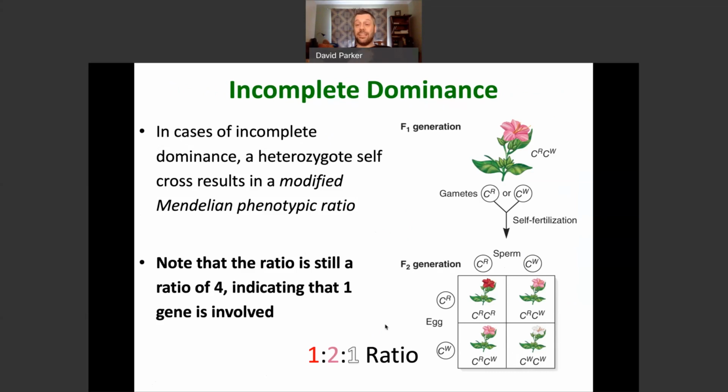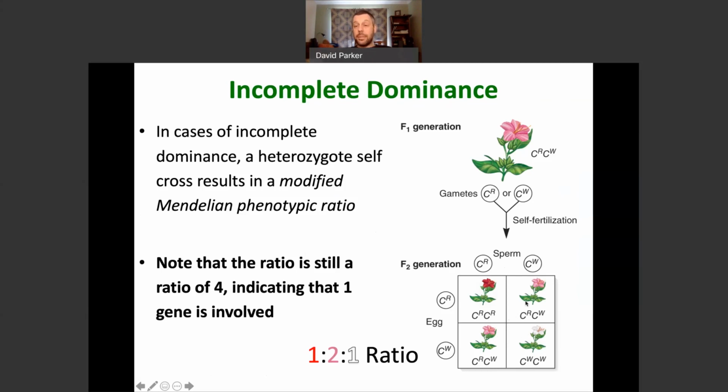Well, you don't get that in incomplete dominance, because you get the same Punnett square in terms of genotype. So we still get a ratio of 4 things, but in this case, the phenotypic ratio is different. The genotypic ratio is a quarter of the progeny will be homozygous red, or homozygous CR. A quarter of the progeny, 1 in 4, will be CW, homozygous recessive, and 2 out of the 4 will give you a heterozygote.